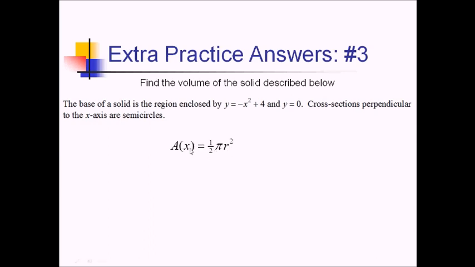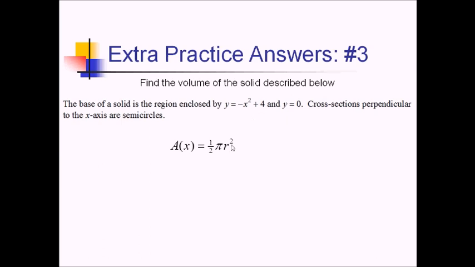And to express this in terms of x, let me figure out what my r is going to be. So the diameter of these semicircles is the distance between these two functions, so essentially negative x squared plus 4, because you're just subtracting 0 to find that distance. But the radius is half the diameter.